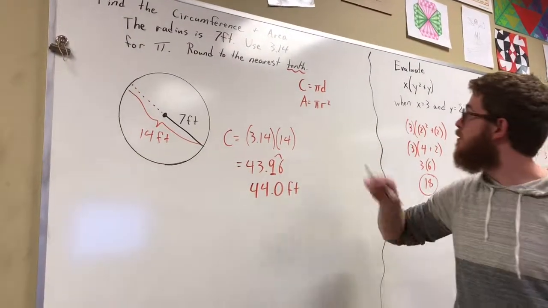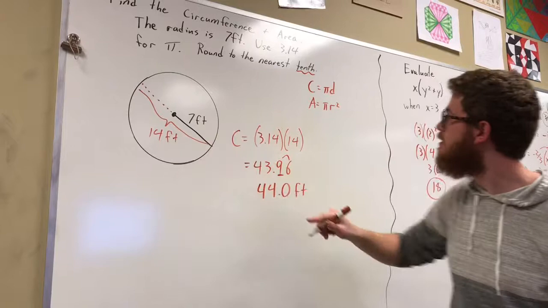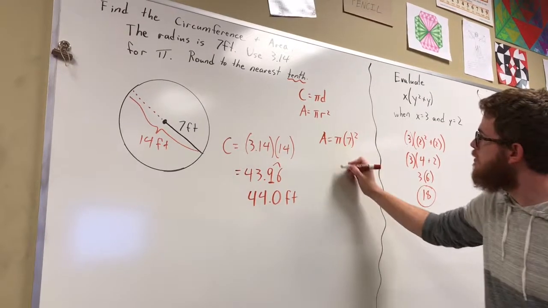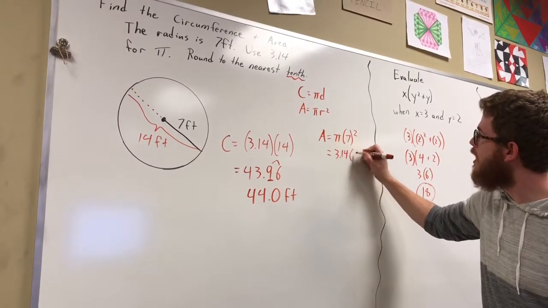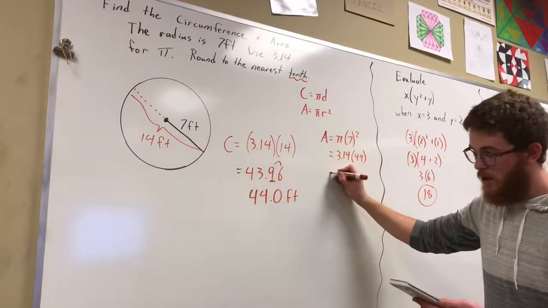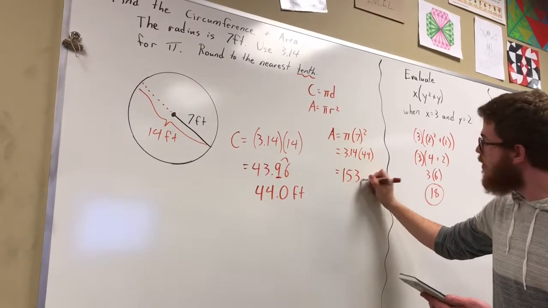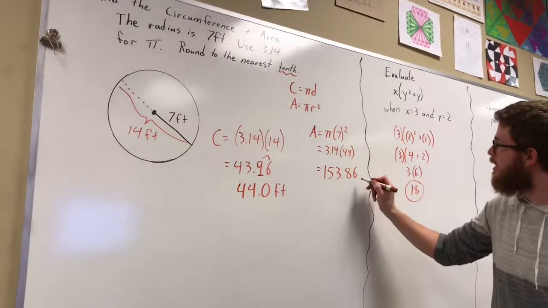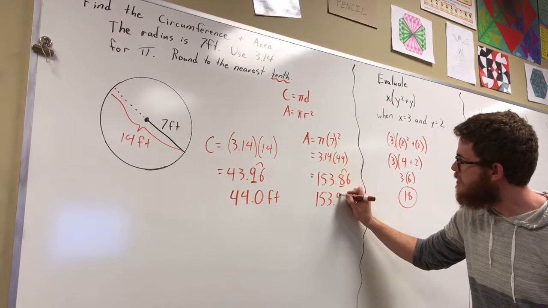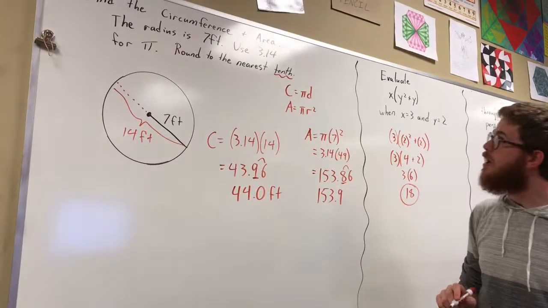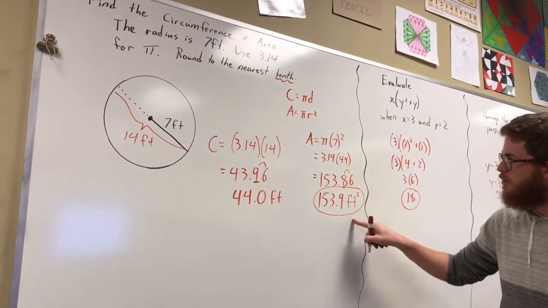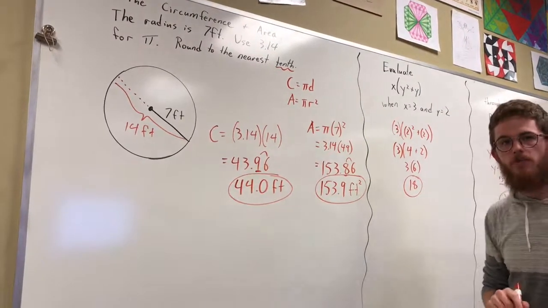Well, the area, pi r squared, our radius is 7, so the area is going to be pi times our radius 7 squared. So this is 3.14 times 49, and 3.14 times 49 comes out to give us 153.86. Once again, this 6 is going to round the 8 up. So to the nearest tenth, this is 153.9. And because we are talking about area, this is not just feet, but this is feet squared. So there's our area, and there's our circumference of the circle.